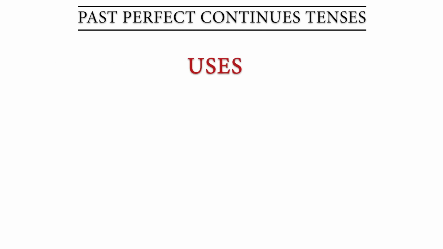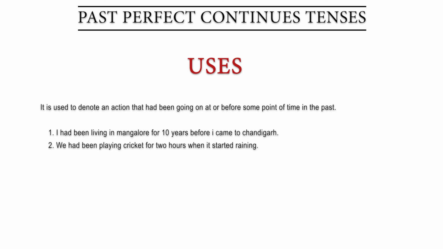Uses of the past perfect continuous tense. It is used to denote an action that had been going on at or before some point of time in the past. I had been living in Mangalore for 10 years before I came to Chandigarh. We had been playing cricket for 2 hours when it started raining.